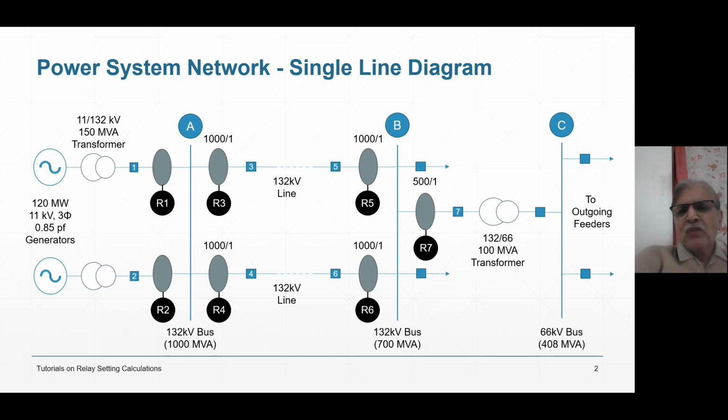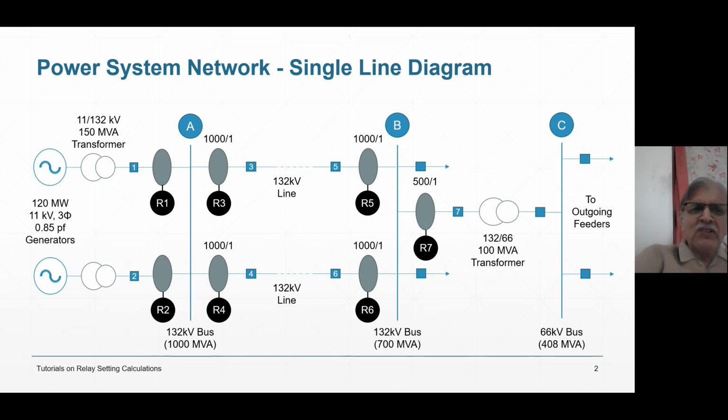Then there is a bus A, from which from bus A to bus B parallel feeder is running. All the four CTs are 1000 by 1 ampere. Relays are R3, R4, R5, R6. R7 is a relay on line BC, 500 by 1 ampere CT. Beyond that CT, there is a 132 by 66 kV, 100 MVA transformer. And then from bus C, 66 kV outgoing feeders are going. So we would like to consider this network.